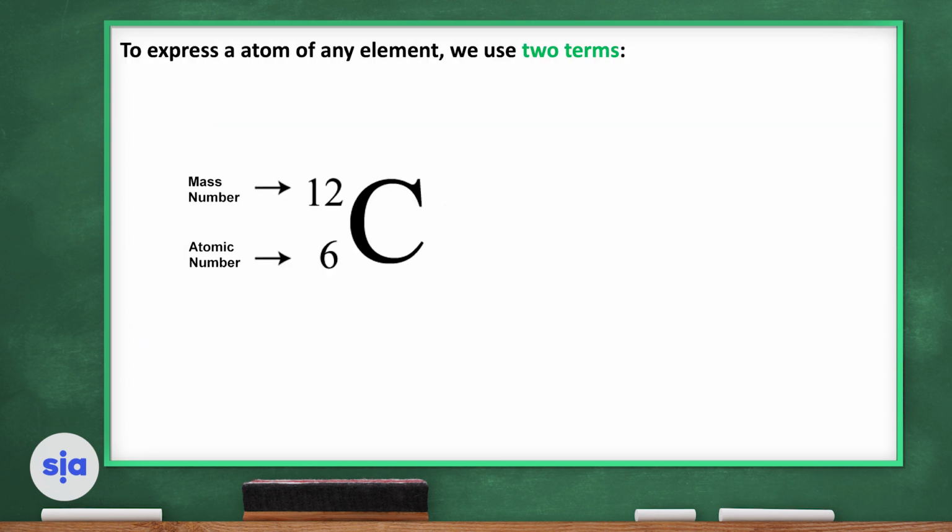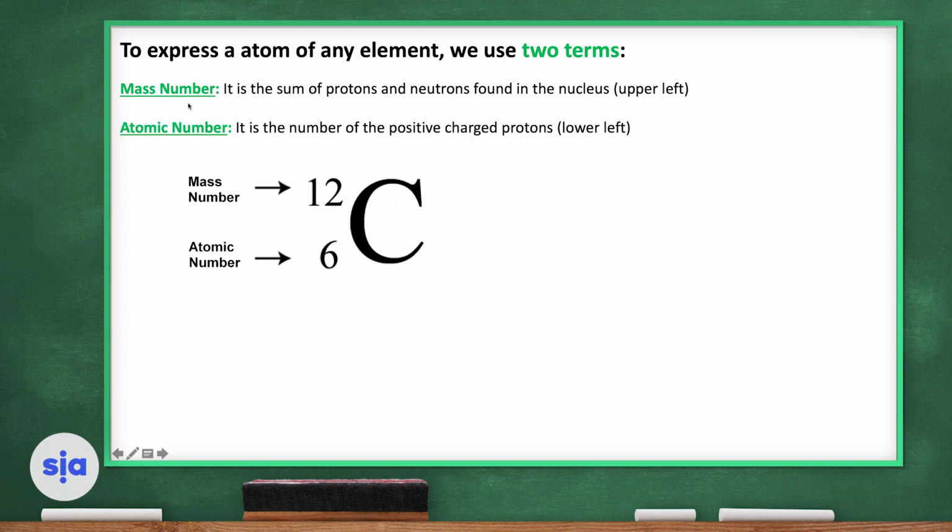To express any atom of any element, we use two terms: the atomic number and the mass number. The mass number is the sum of protons and neutrons in the nucleus, and we write it upper left. The atomic number is the number of positively charged protons, and we write it on the lower left. So protons plus neutrons, we call it mass number, upper left. Protons, or electrons, is called atomic number, and it's placed lower left.